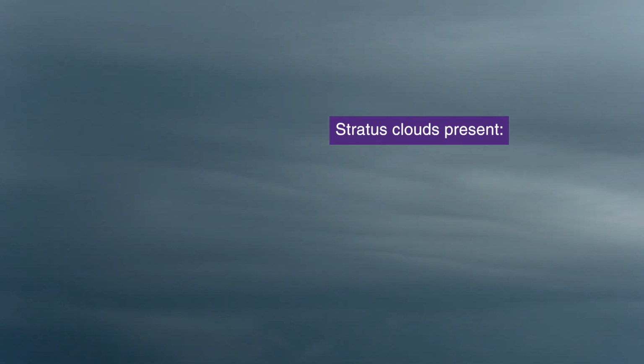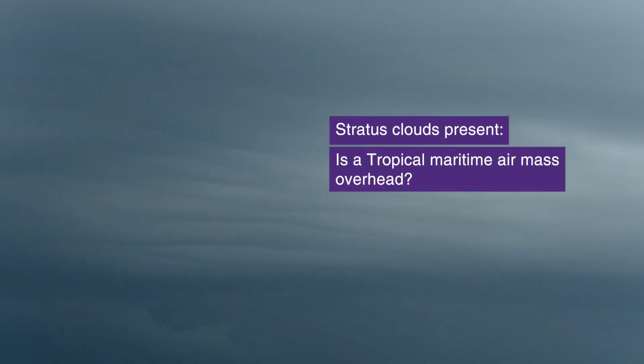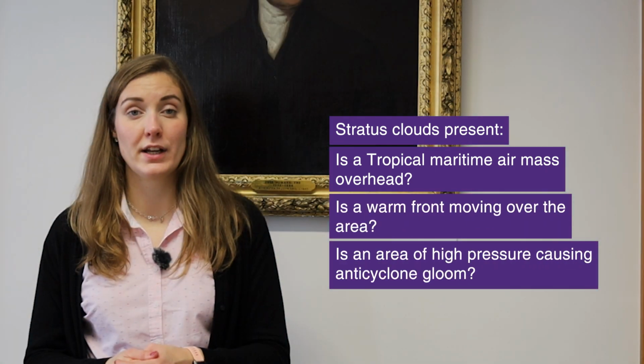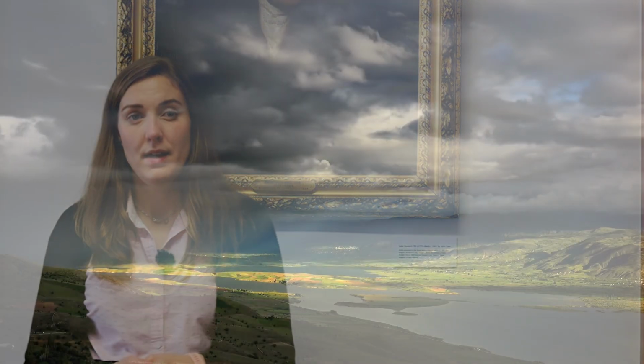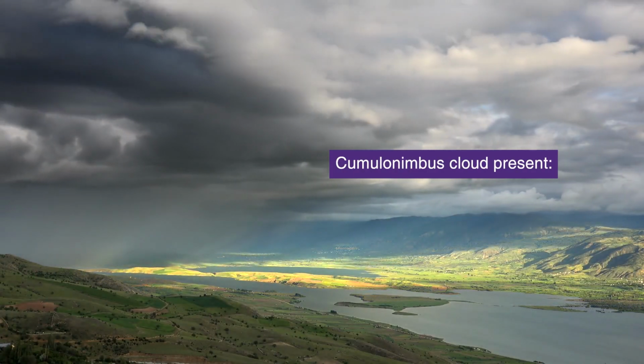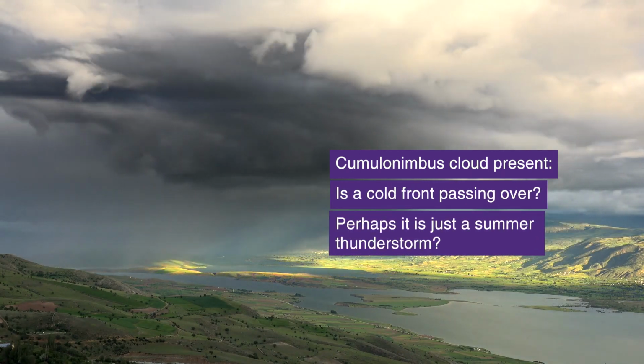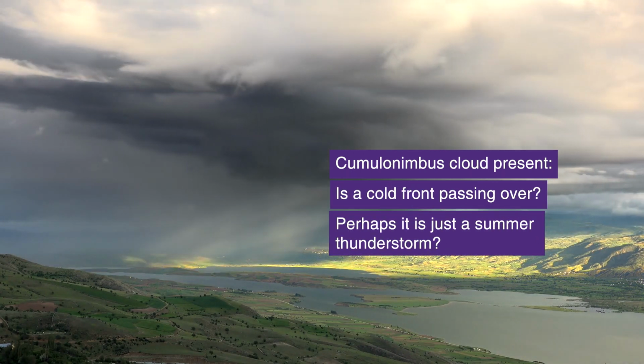In a sky where there is stratus cloud, does this imply that a tropical maritime air mass is overhead? A warm front is moving over, or maybe an area of high pressure is causing anticyclonic gloom. In the presence of a cumulonimbus cloud, is this due to the passage of a cold front, or is it just a summer thunderstorm? All of these examples are explained in their corresponding videos later.